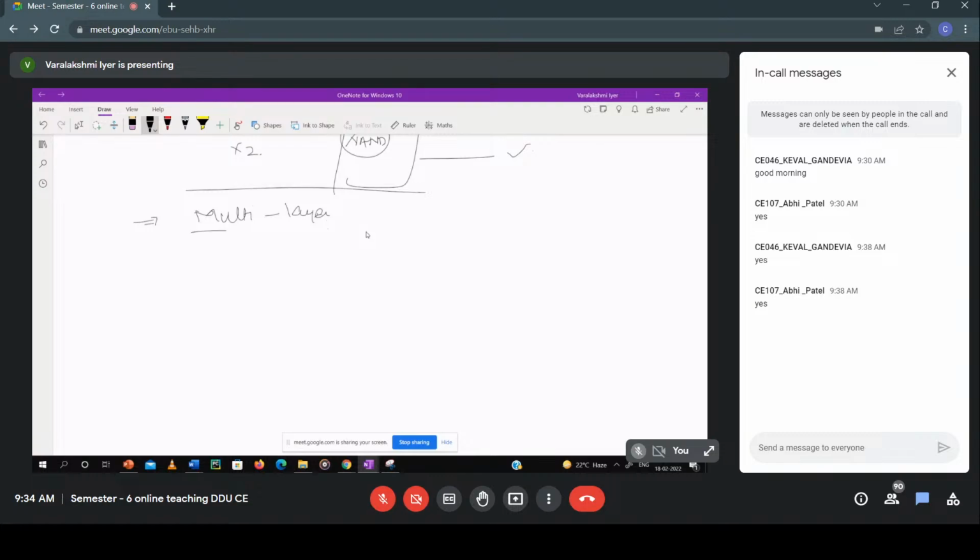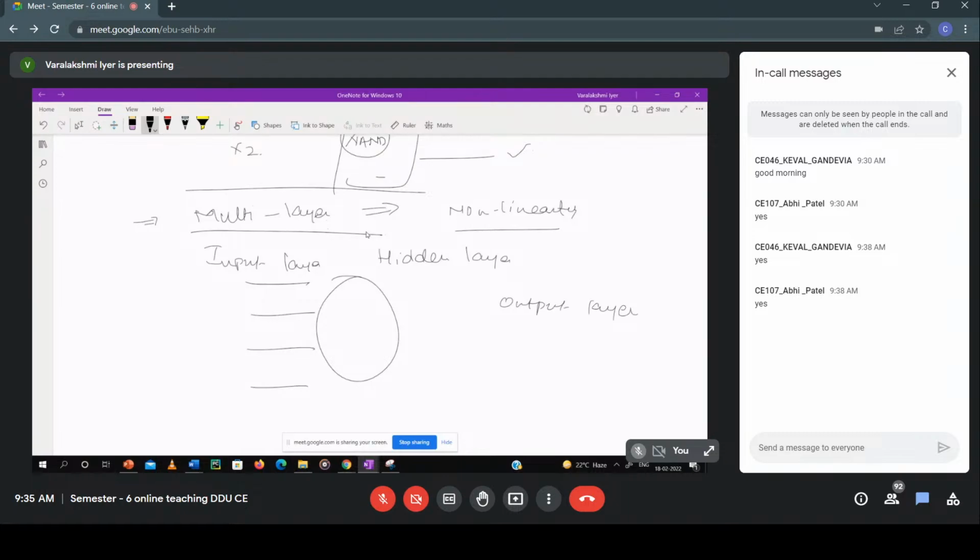So that's how we got introduced to multi-layer perceptron in order to satisfy the non-linearity in our data set. There will be a certain data set which will have a lot of non-linearity. That's why we got introduced to multi-layer perceptron. The structure of multi-layer perceptron will be an input layer, a hidden layer, and following the hidden layer, an output layer. And all the neurons that are present in the multi-layer perceptron.